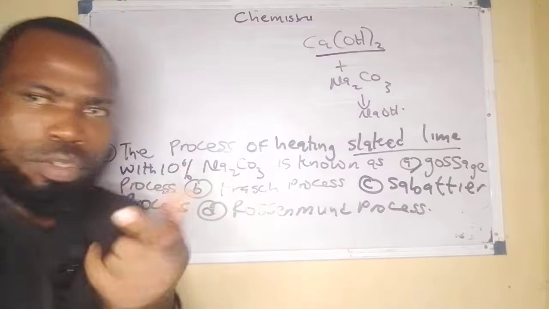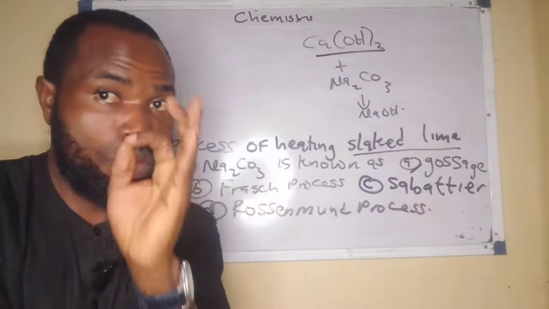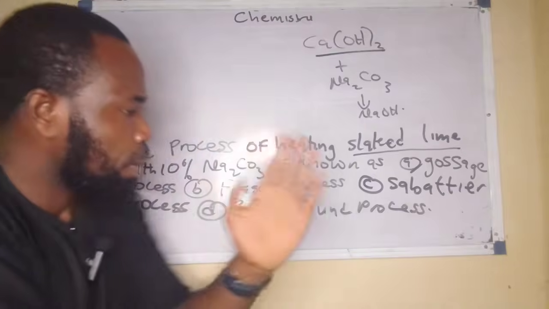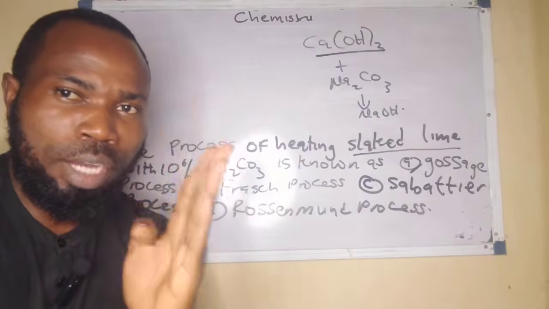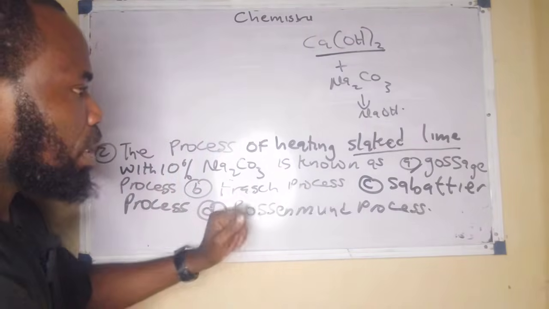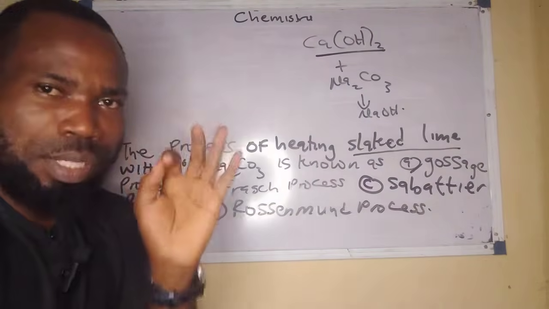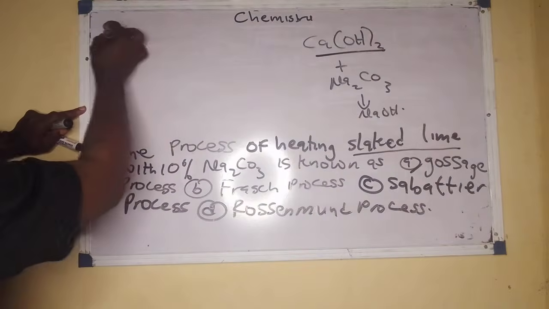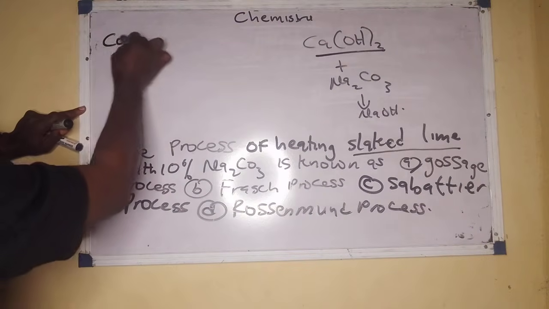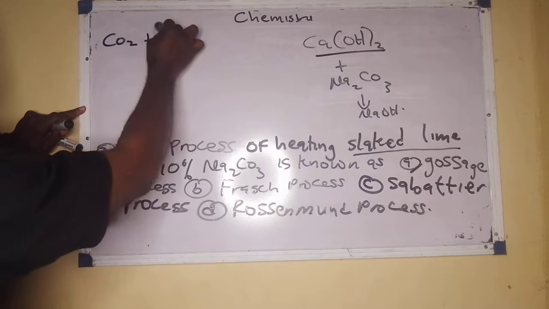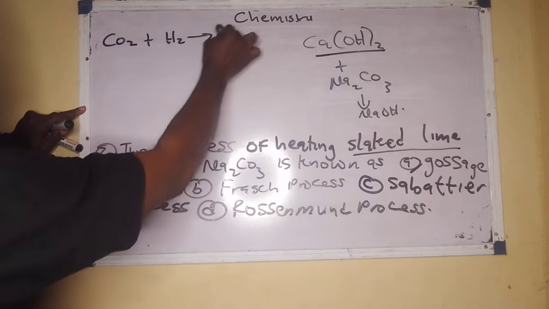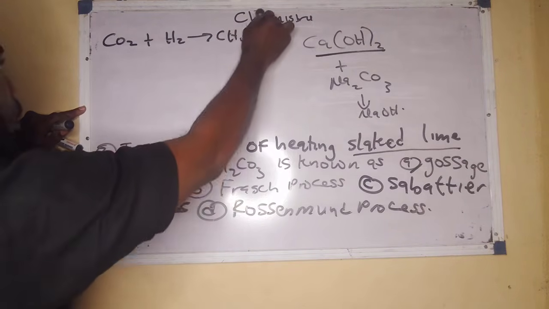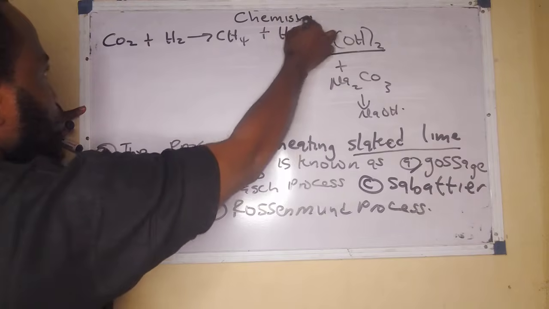Now the Flash process, obviously when you hear Flash process, what comes into your mind is the extraction of what? Of sulfur. Flash process is involved in the extraction of sulfur. Now what about the Sabatier process? Now this Sabatier process actually involves the reaction between carbon(IV) oxide, I need to write it out, plus hydrogen gas to form what? To form methane, which is CH4, and of course H2O.